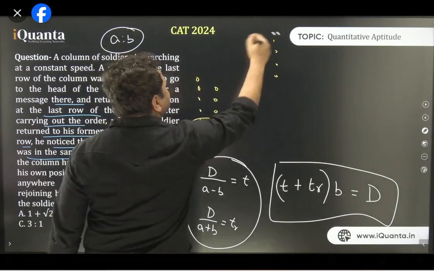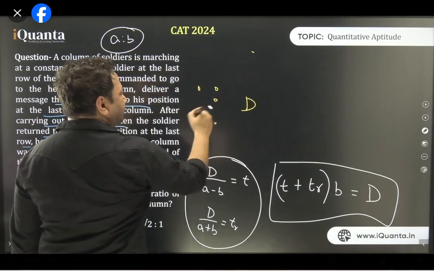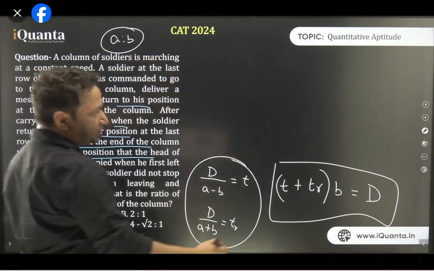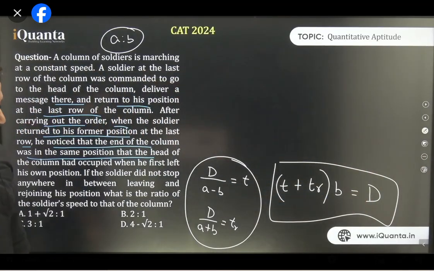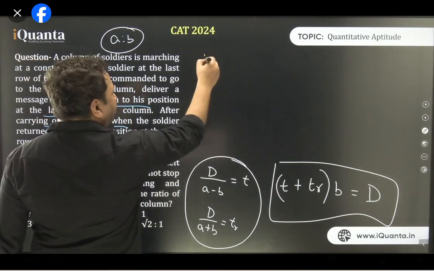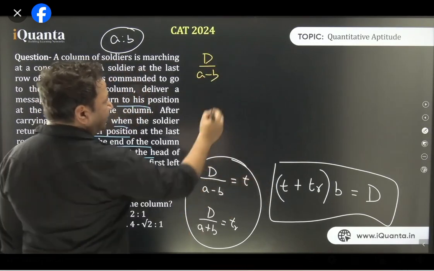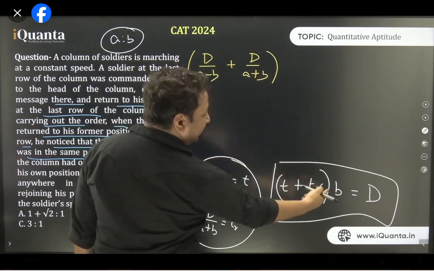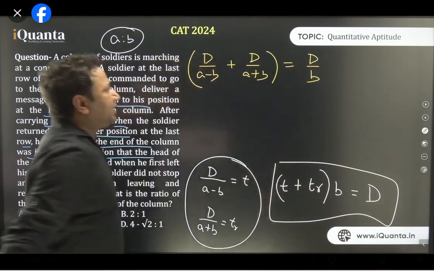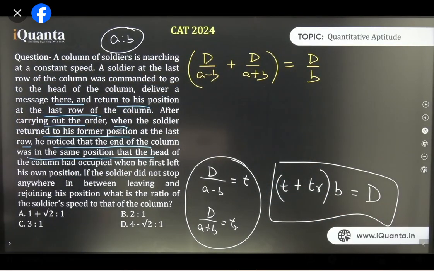Okay, put the values here, because D will get cancelled and you will get the ratio of A and B. So putting the value of T here and TR in this, what do we get? D upon A minus B, the first one, plus D upon A plus B, bracket close, times B, we send B over here, is equal to D by B. Is the equation clear to all of you? Tulika, what is X? I haven't taken X anywhere. Is this clear to all of you?